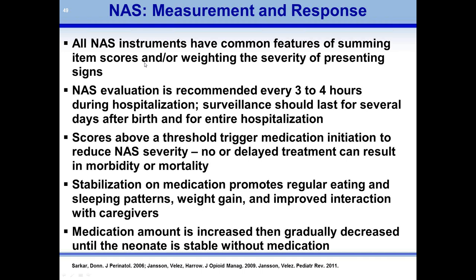If you look across all of those instruments, they have a couple of commonalities. For example, all of them sum up the item scores. They might weigh them or at least give them a score. And then the higher the score, the more severe the neonatal abstinence syndrome is deemed to be. The evaluation should be done every 3 to 4 hours during the hospitalization, and we really need to be observing these babies for several days after birth and really for the entire hospitalization. And there are differences in how long different hospitals keep babies. So I've seen everything from 2 days to well over 10 days. So it really depends on the hospital system that you're in as to what is considered usual care.